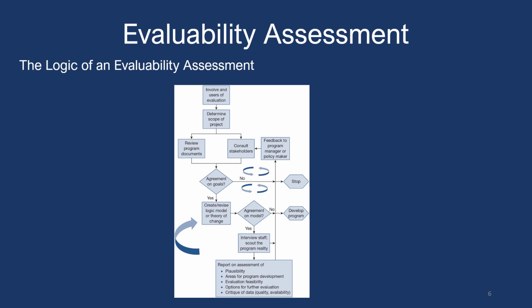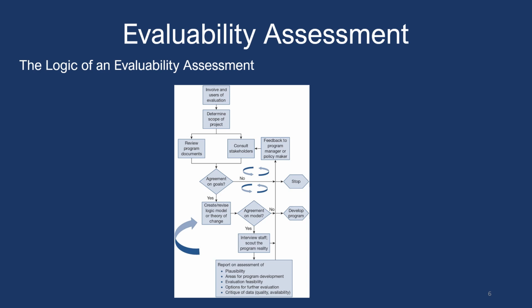Take a look at the diagram I borrowed from your textbook here from page 62. This is essentially taking a look to make sure you're set up properly to execute what you need to be able to do down the road. You need to have all your instructions and all your ingredients that are going to add up to an evaluation down the road. So for example, we're going to start by involving the users of the evaluation. We need to determine the scope of the project. From there, we'll want to review program documents and consult stakeholders.